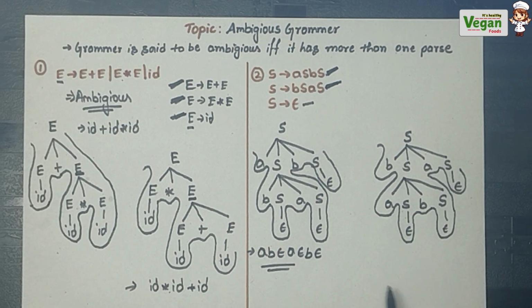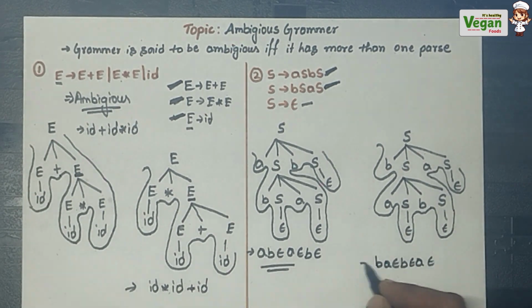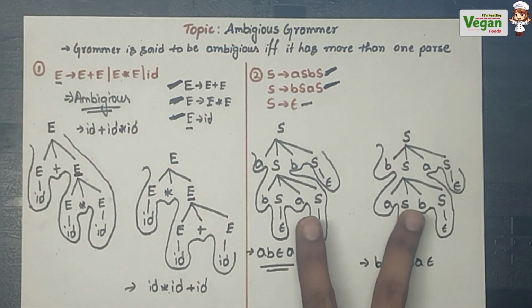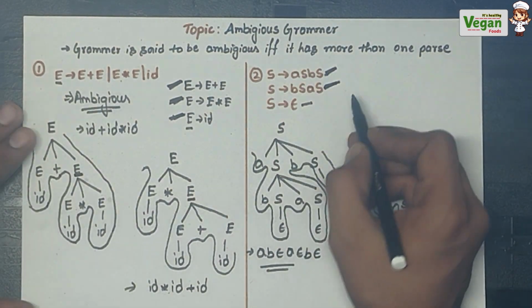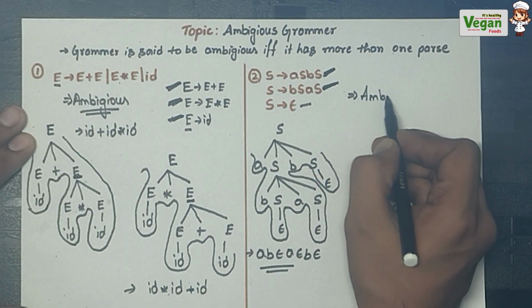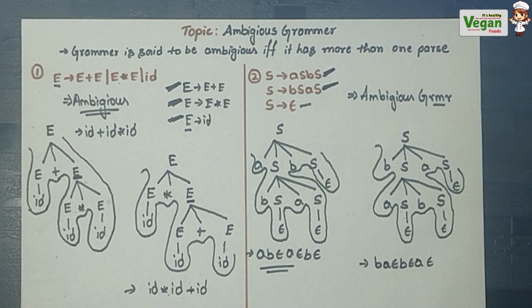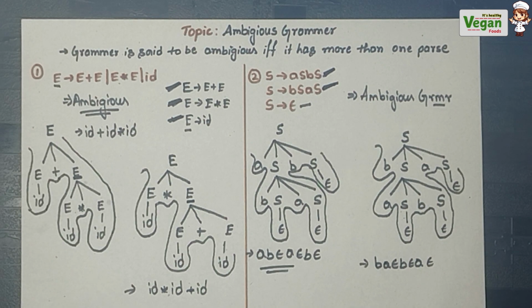You must traverse using the leaf nodes. So B, A, epsilon, B, epsilon, A, epsilon. If you compare these two strings, both are different. So we constructed two parse trees, that is, more than one parse tree for the given grammar. So we can tell this grammar is an ambiguous grammar. Hope you understood the concept. If we try to construct more than one parse tree and succeed in constructing more than one parse tree, we can call that grammar an ambiguous grammar.